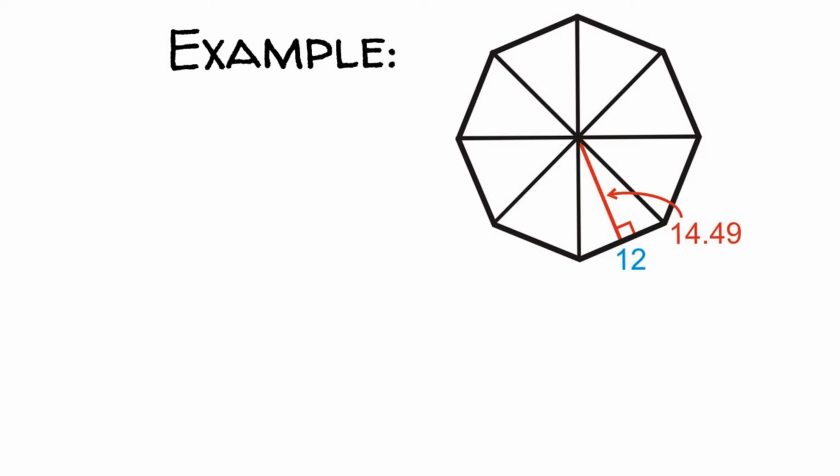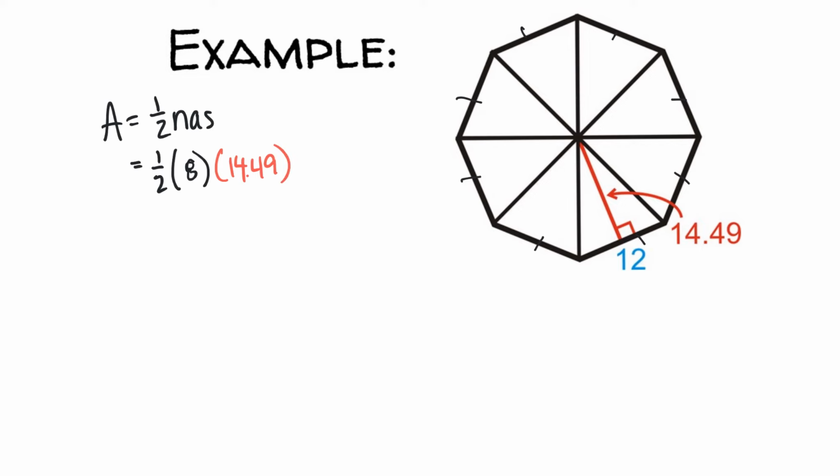So let's take a look at an example. We know area is equal to 1/2 NAS, so 1/2. The number of sides, we just need to count those. We have 1, 2, 3, 4, 5, 6, 7, 8 sides. Our apothem length is given to us. That is 14.49. And then my side length is given to us in blue there. That is 12. So really I just need to type this into my calculator. And I get 695.52 square units.